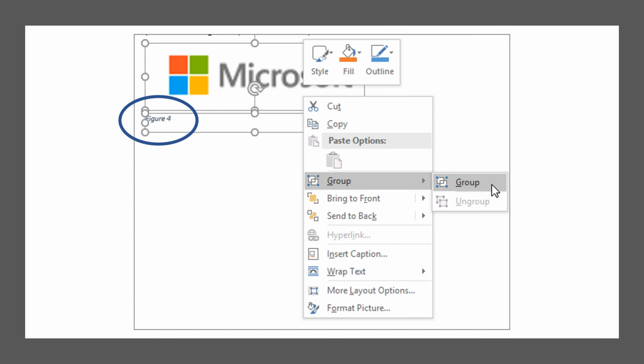Oftentimes, you're also going to want to group the slides together. So what you're going to do is take an image and take text and push group, which is one of your options when you right click. This will make it a complete static image.